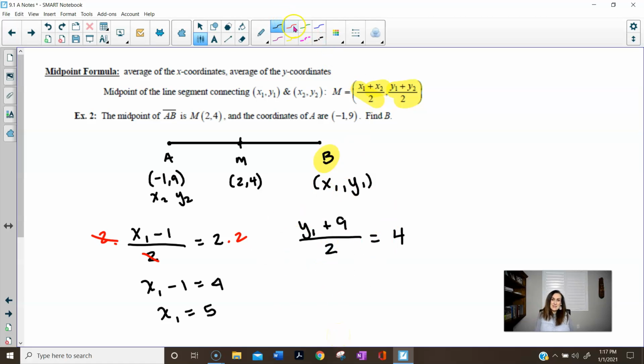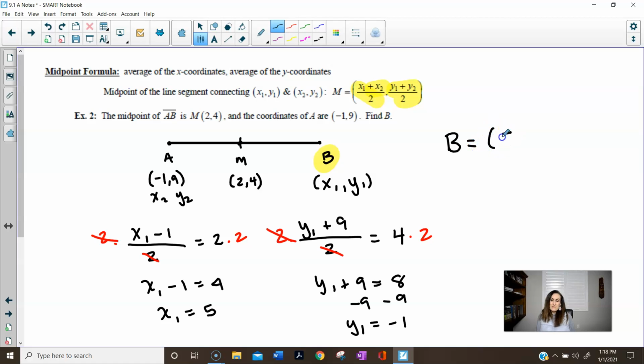Over here, same thing. Multiply both sides by 2 to solve for y. The 2's are going to cancel on the left-hand side. Then you have y sub 1 plus 9 equals 8. Subtract the 9 over to the right-hand side, and your y coordinate is -1. So this midpoint value, or sorry, not the midpoint value, b is going to be equal to 5, -1.